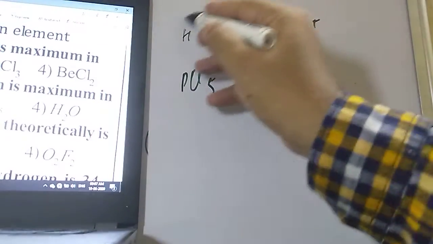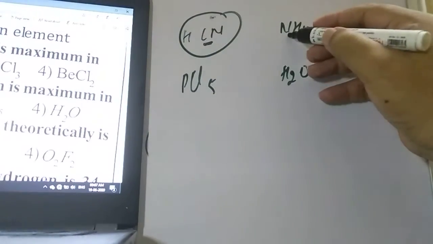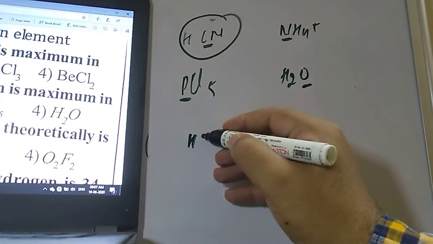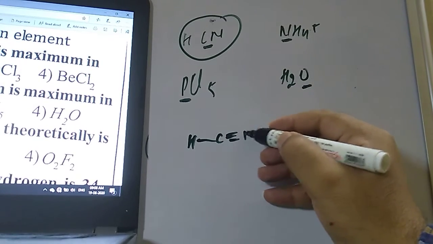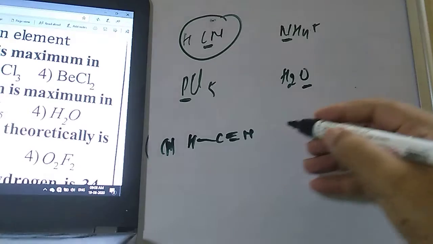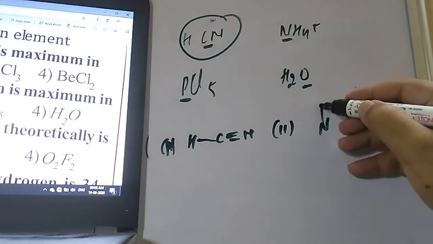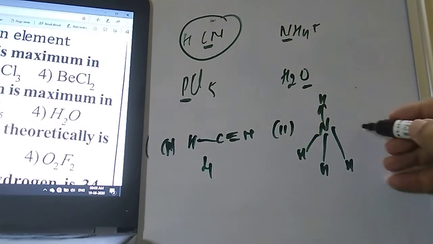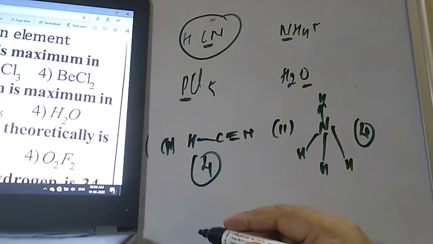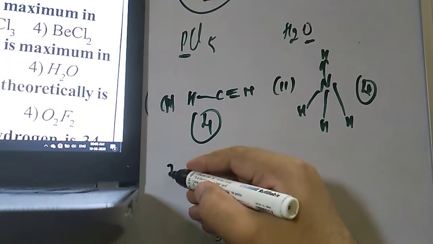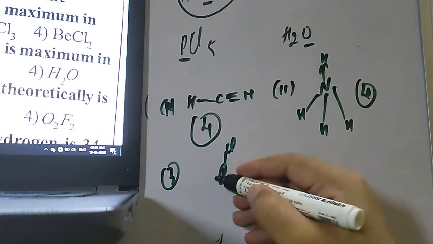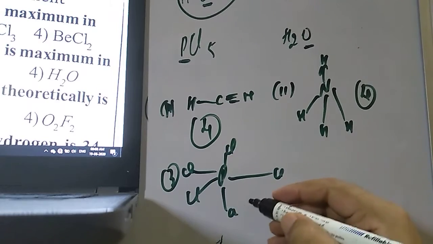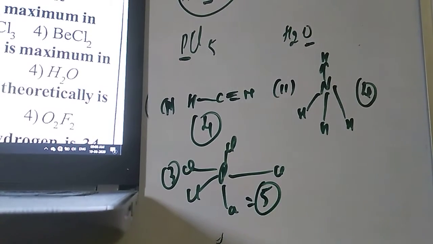So HCN, if you see, what is the central atom there, student? Carbon. Here is nitrogen, here is phosphorus, here is water, oxygen. So H, here is C triple bond N. First option. If you talk about 2, N, here is hydrogen, H and H. So here valency is 4, covalency is also 4. Now option number 3, PCl5, student. You see here is Cl, Cl, Cl, and on this side Cl and Cl. So the valency is 5 for the third option.